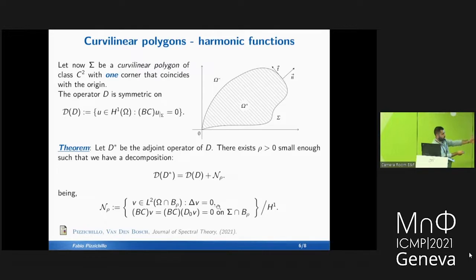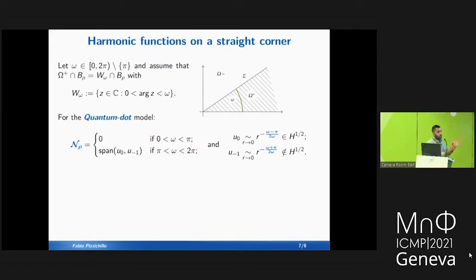And then we took the quotient modulo H1 because we already know that functions in H1 are included in the domain of D. So now, if you want to solve this problem, you have to solve this equation, Laplacian of v equal to zero, but with very strange boundary conditions. We tried, but we were not able to see anything familiar in this boundary condition. So we said, okay, let us consider an easier case: the wedge, the straight corner. In this case, computations are easier because we have polar coordinates. And thanks to this, we could characterize the space N rho.